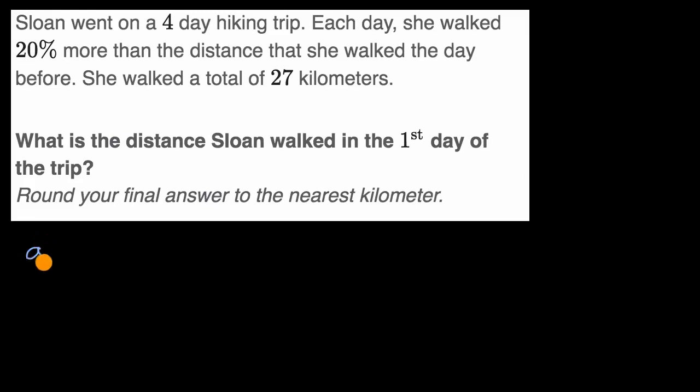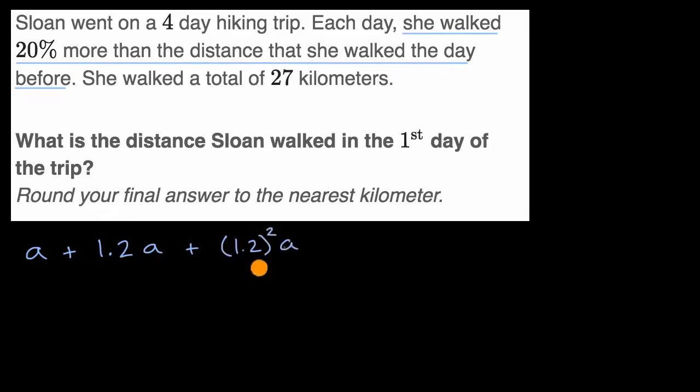So on the first day, she walks A kilometers. Now, how about the second day? Well, they tell us that each day she walked 20% more than the distance she walked the day before. So on the next day, she's going to walk 20% more than A kilometers. So that's 1.2 times A. And what about the day after that, her third day? Well, that's just going to be 1.2 times the second day. And so that's going to be 1.2 times 1.2, or we could say 1.2 squared times A.